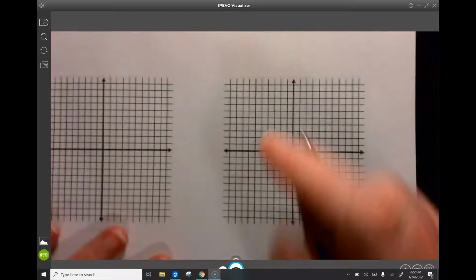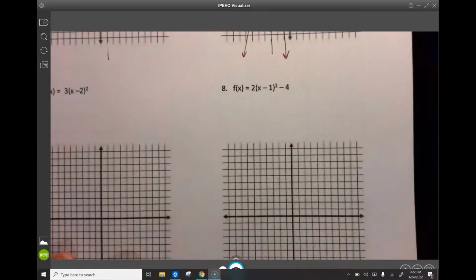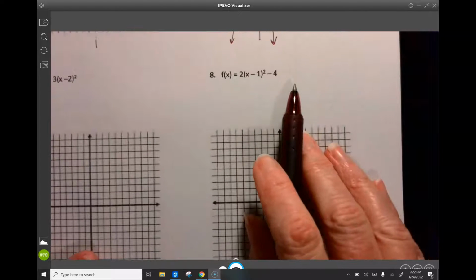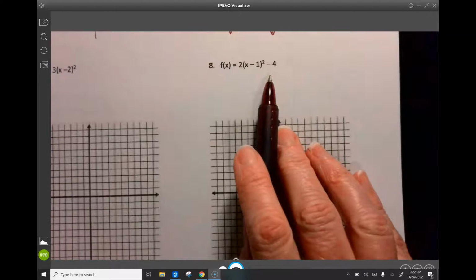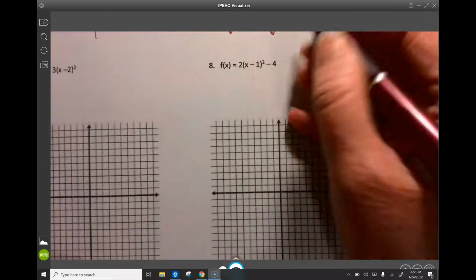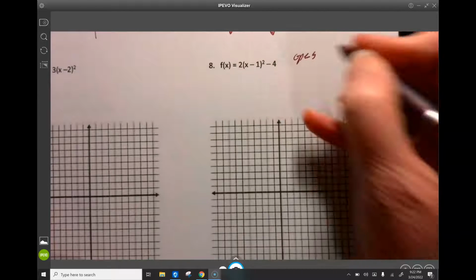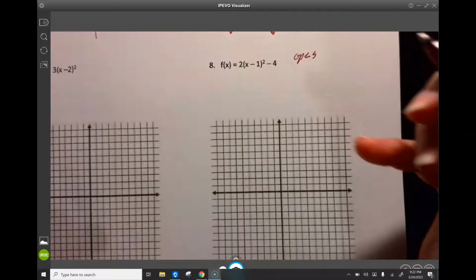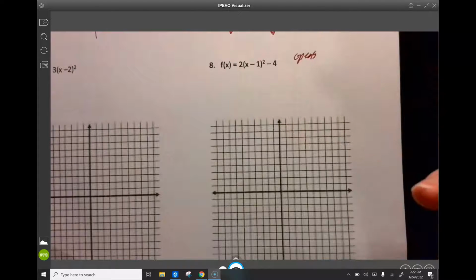Let's do another big one like this. 2x minus 1. So we have to pretty much do everything. Are you ready? Okay, so right now, here are your questions. Does it open up or down? Write that down, which way it opens. Do I have a stretch or a shrink? And if so, how much? What are my shifts? What is my vertex? Go ahead and throw in the axis of symmetry too.